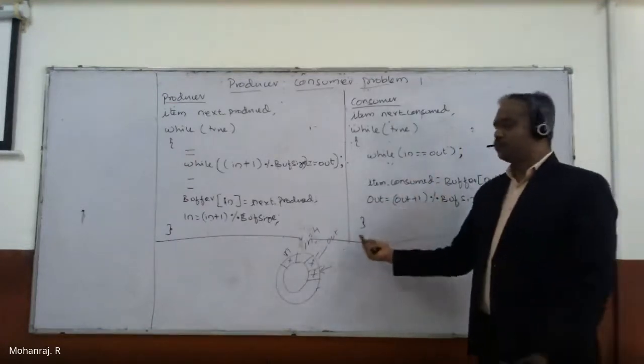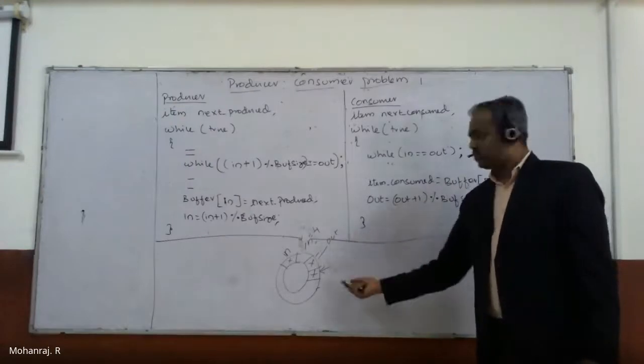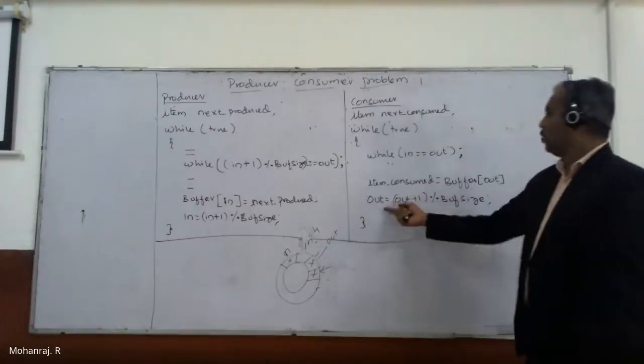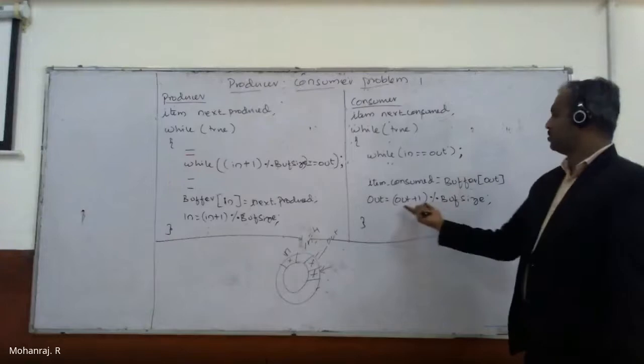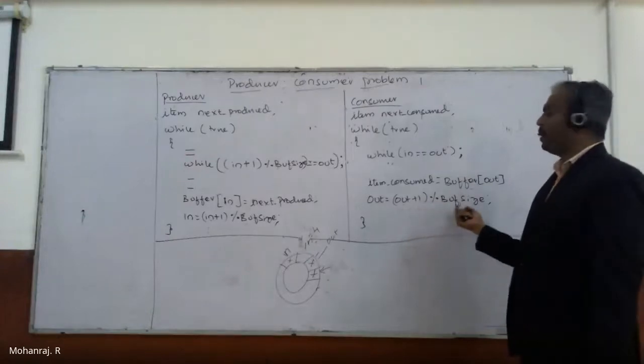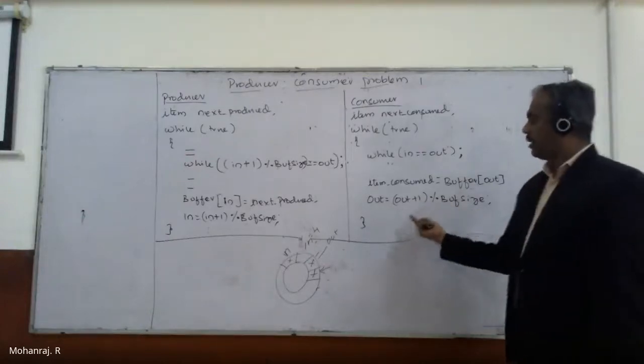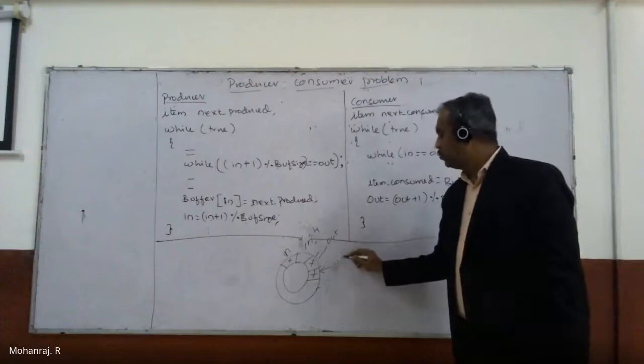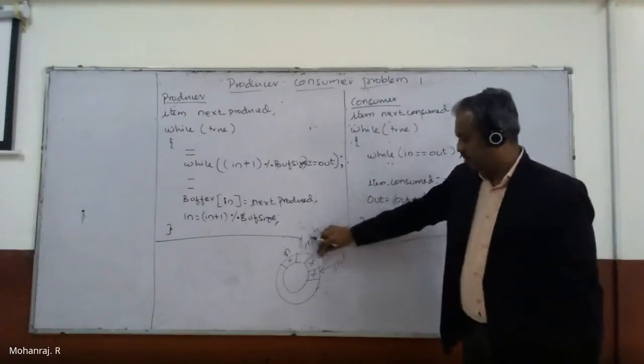Now out needs to be moved one step further towards the next item. Out equals (out plus 1) modulo buffer size. So out is 0 plus 1, 1 by 5 modulo division, the remainder is 1. Now this out is moved to this place, right?